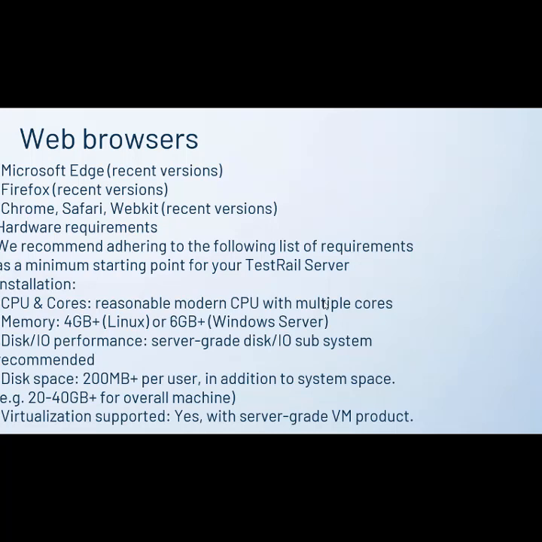Hardware requirements: we recommend adhering to the following list of requirements as a minimum starting point for your TestRail server installation. You can see that there is a hardware requirement mentioned here. CPU and cores: a modern CPU with multiple cores. Memory: 4 GB plus for Linux or 64 GB plus for Windows Server. Disk performance: a server-grade disk subsystem, RAID 10 recommended.